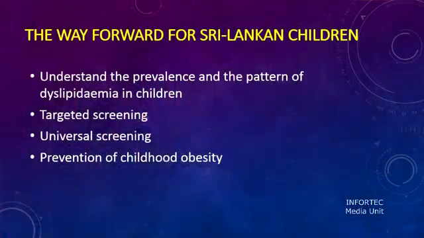Right. Okay. So looking at our children in Sri Lanka, what should we be doing? First we need to understand the prevalence and the pattern of dyslipidemia in our children. Probably we start targeted screening to begin with, and then move forward to universal screening. And most importantly, we have to take measures to prevent childhood obesity. I'm not going to talk about childhood obesity here because it's out of the scope of this lecture. The BMI trends of Sri Lankan children are alarmingly going up over the past decade. These are the figures from the Family Health Bureau 2017, looking at children between 10 to 15 years.